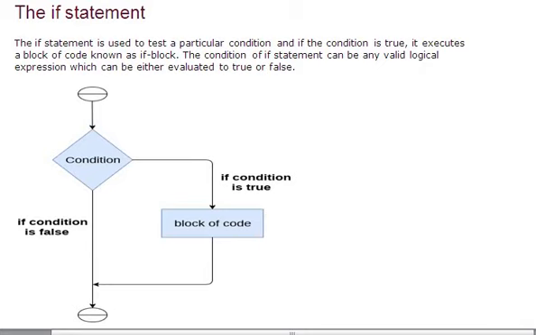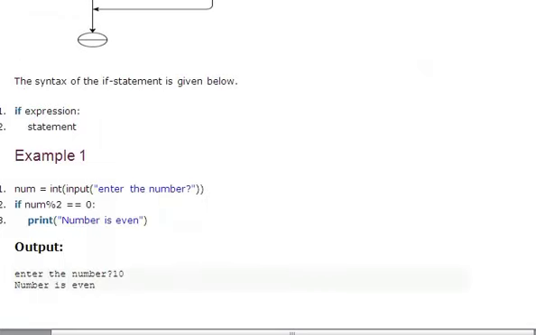So if the condition is true, a block of code will be executed. If the condition is false, nothing will be executed. Look at the syntax clearly. If expression, we can use either expression or condition here. Look at the colon. Those who have knowledge of C, C++ and Java, observe the things clearly here. If expression colon, followed by statement.